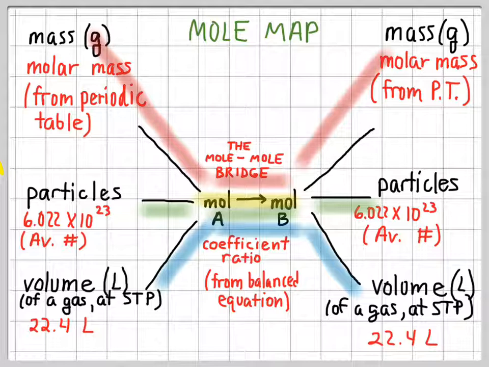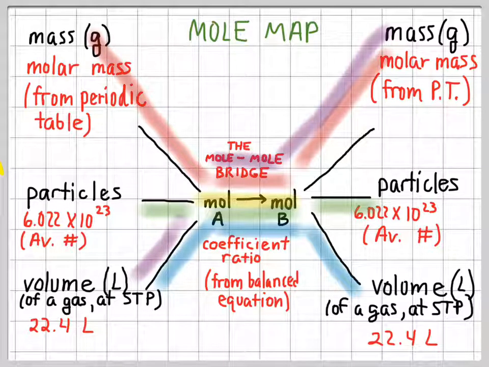You won't always be converting from the same thing. For instance, you won't always be going mass to mass, particles to particles, volume to volume. You might start off with volume of substance A and have to calculate for mass of substance B. Just follow a different path through the map, again always crossing through the mole-mole bridge. You might be asked to solve from mass of substance A to volume of substance B. And again, you can follow any way through this path. It just has to pass through the mole-mole bridge. And that's the important part to really master today.